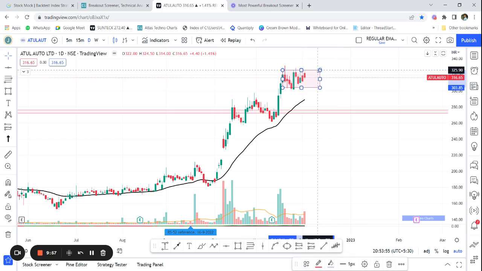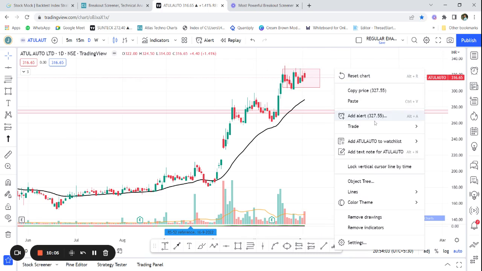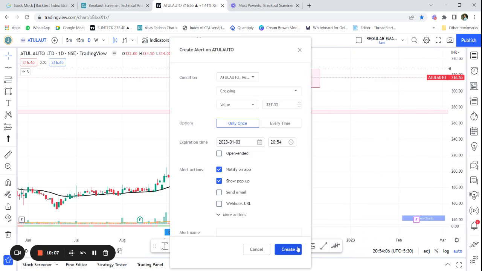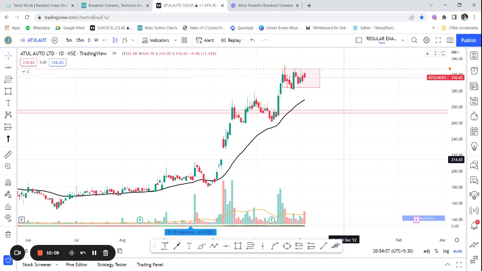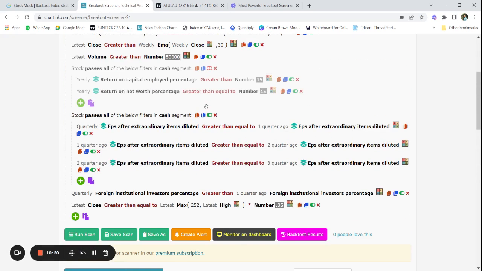As soon as the stock closes a 5 minute or 15-minute candle above 328 rupees, 330 rupees, you should go and buy that stock. For that, you need to keep an alert at that price. So always keep an alert at the important resistance area, and as soon as the price goes above the resistance area, you should go and buy that, right?